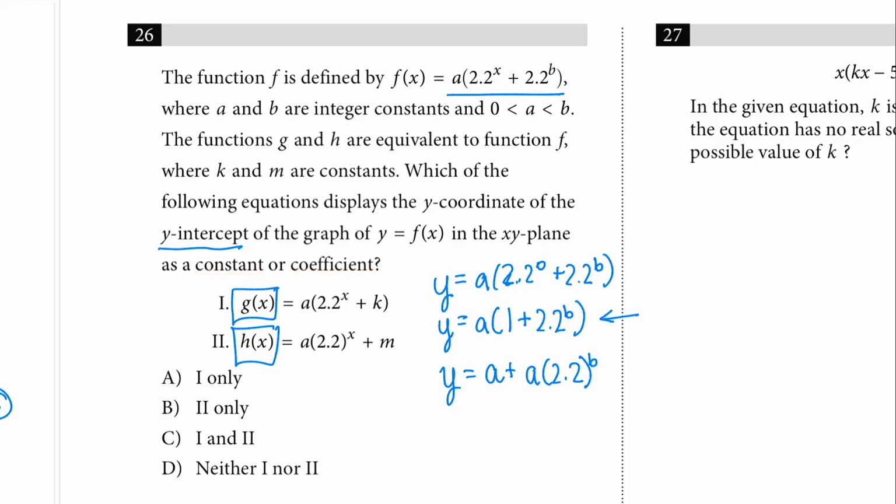A coefficient is going to be something that is in front of the base, so in place of where a is, or a constant would be here and here. A constant in this case would be AK, and that's not what we see here. And this constant is M, which we also don't see here. So the answer is actually D.